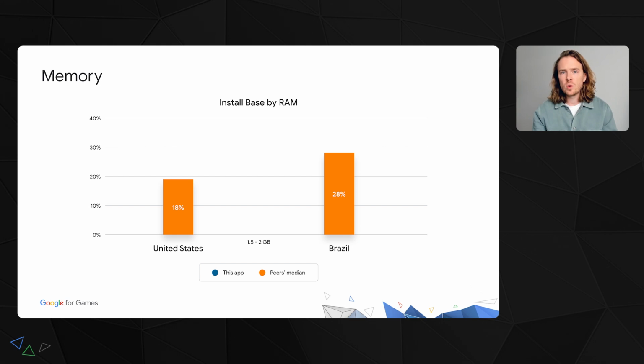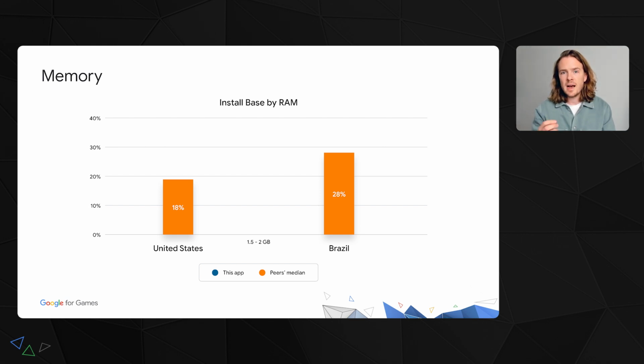I know that real-world devices usually have many other apps that are also running and might be taking up memory. So it might be a stretch to achieve unless I make significant asset, rendering, and gameplay changes. Now, looking at the orange peer data, I see that 28% of Brazilian players across the top shooter games are only using devices with 1.5 to 2 gigabytes of RAM. Compare that to only 18% of top shooters in the US.